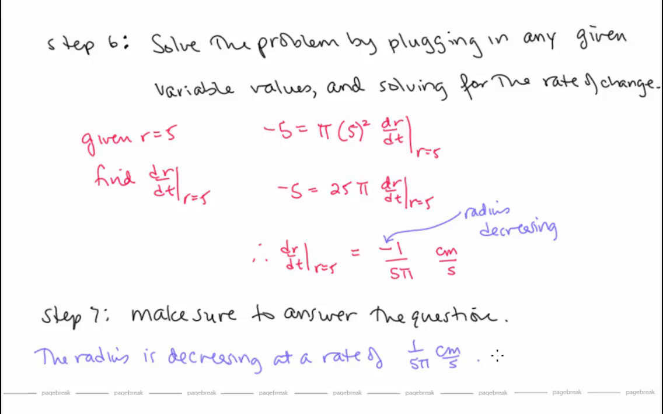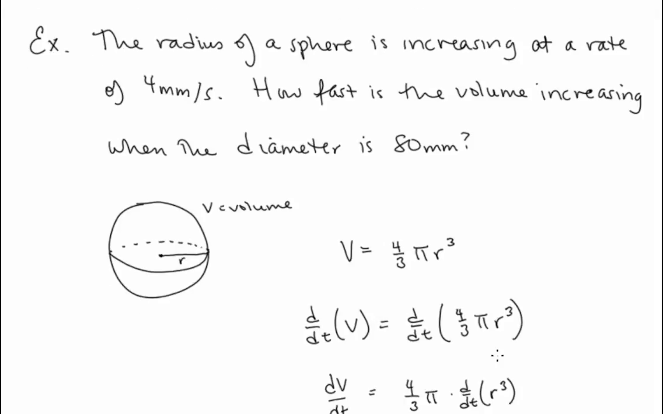Now let's take a look at another. The radius of a sphere is increasing at a rate of 4 millimeters per second. How fast is the volume increasing when the diameter is 80 millimeters? So again, we're dealing with a sphere, but this problem's a little bit different. So step 1 says make a sketch, so we do that.